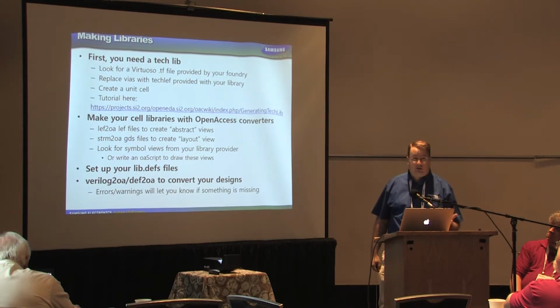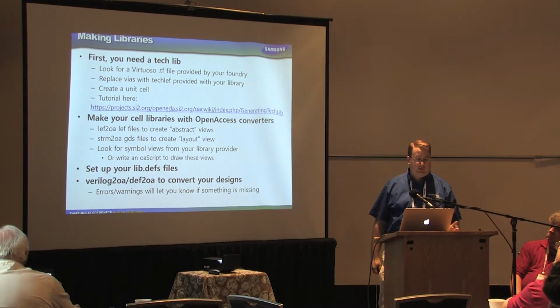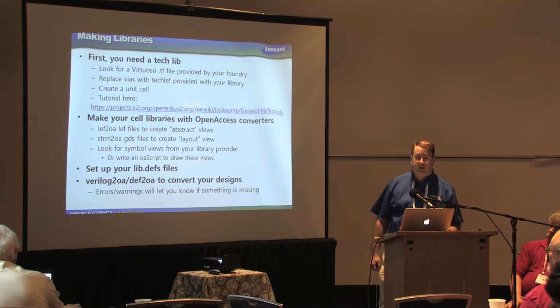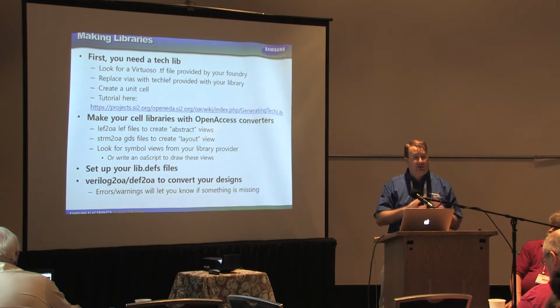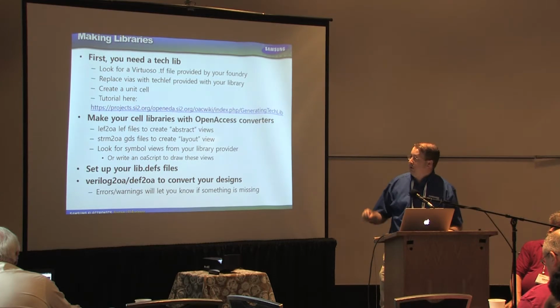Then after you have your technology file, you can start creating your own libraries. And so you start turning your standard cells into libraries. Lef to OA will create abstract views. Stream to OA will create layout views. And then symbol views, you may or may not get them from your library provider, and then you kind of want to merge those in to make everything work together. And also at some point you can write OA script to modify the views to how you need them also.